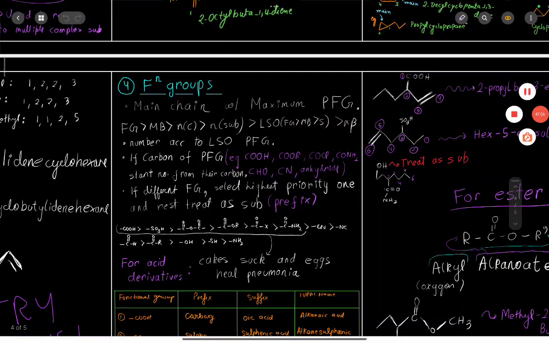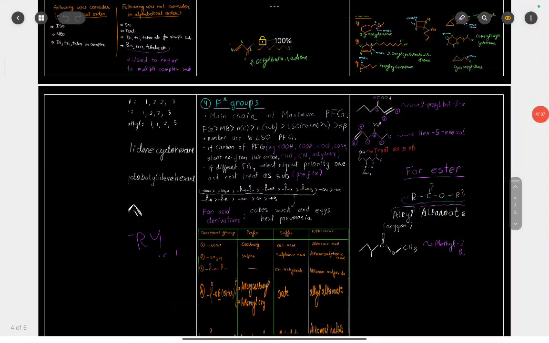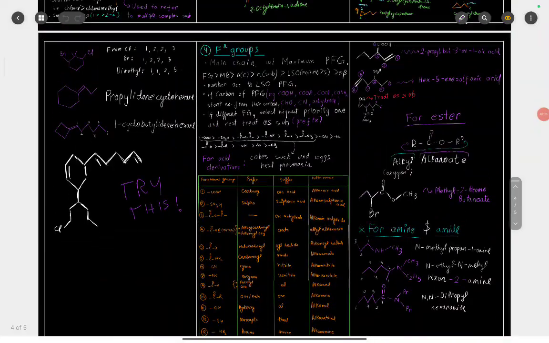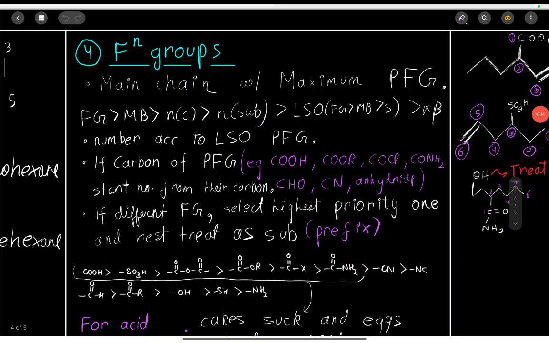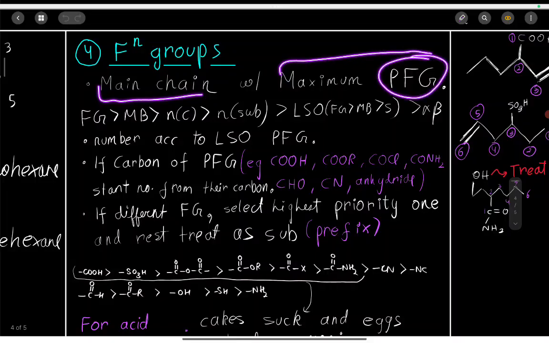Now we will learn how to name compounds with functional groups, and this is going to be the last section of this video. So how do you make the main chain selection? You select the main chain which has the maximum number of principal functional groups. What is this principal functional group? We will know. Don't worry, we will know.